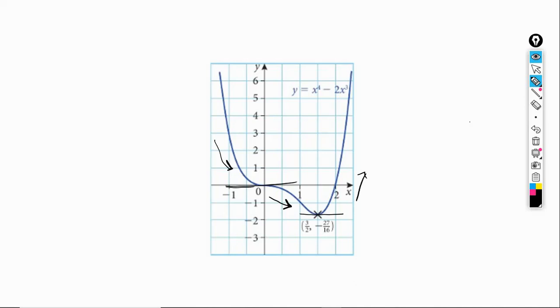Now, what is a point of inflection? A point of inflection is a point where the graph of a function changes its concavity. So notice that here, before zero, the concavity is upward, and after zero, the concavity is downward. That's something that we can check with something called the second derivative test, and we will see that shortly.